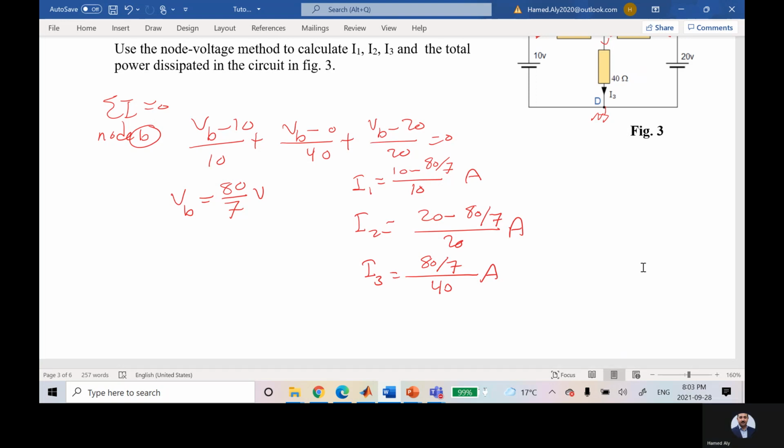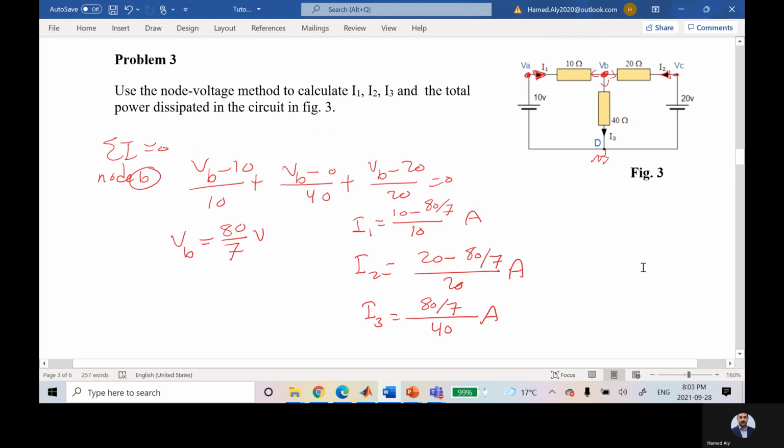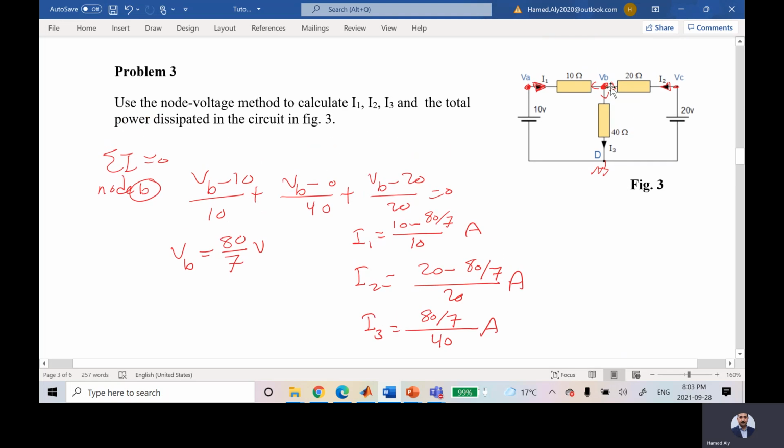Yes, go ahead. VB, yes, VB minus this voltage over this guy. Because this is the direction for I1. When I try to say summation of the currents for this node is equal to 0, I assume the current is going from VB to VA. But right now I would like the current to be from A to B. That's why I changed the order. You got what I mean?